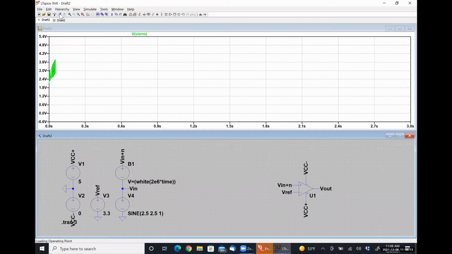Pardon? Kind of like a Perlin noise? I don't know what a Perlin noise is.